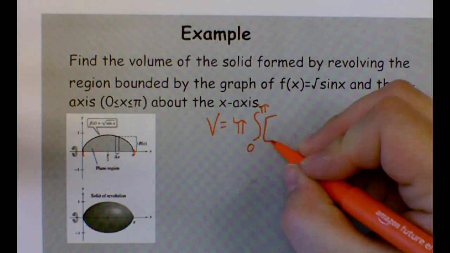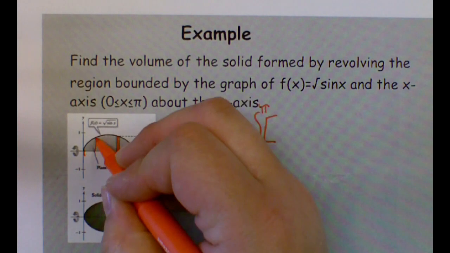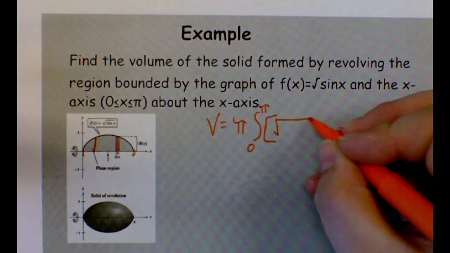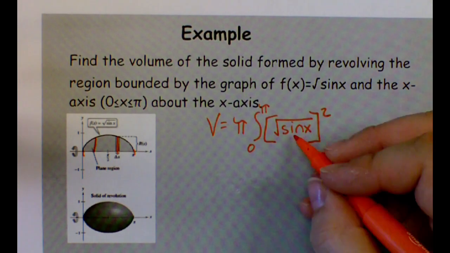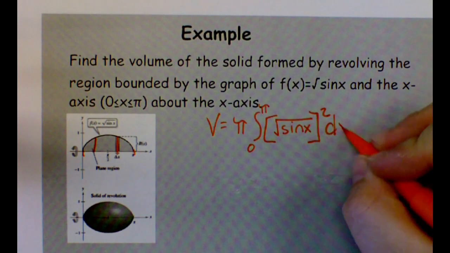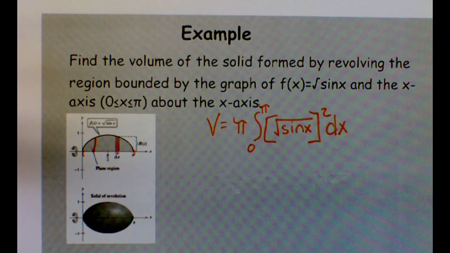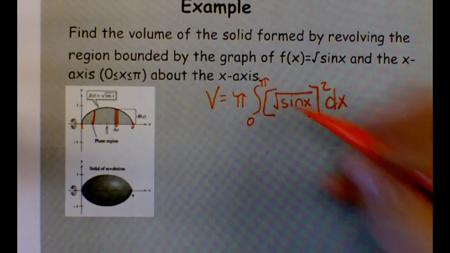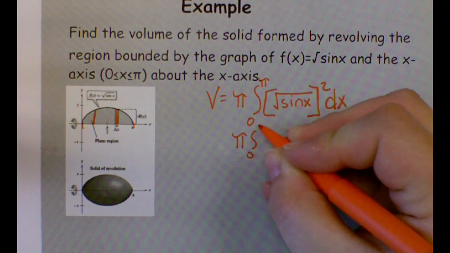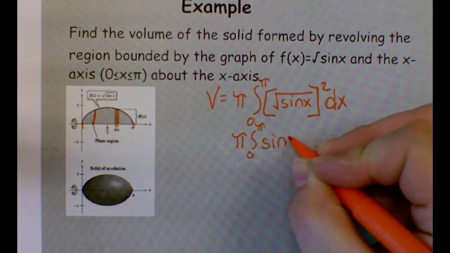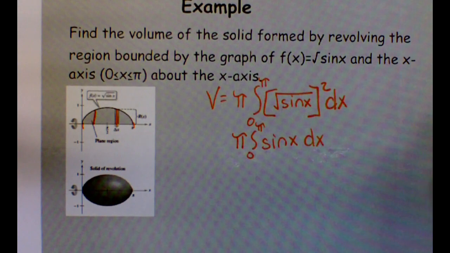My function for my radius, well, the height of that is always square root of sine of x, squared, right, radius squared, times dx. All right, now I simplify first. Square root of sine of x squared is just sine of x dx.